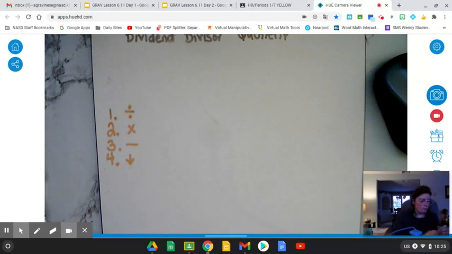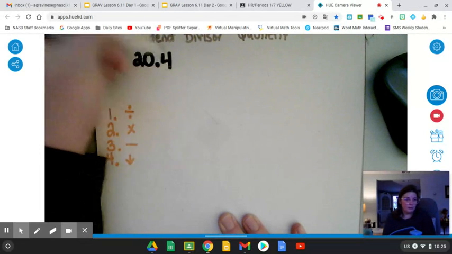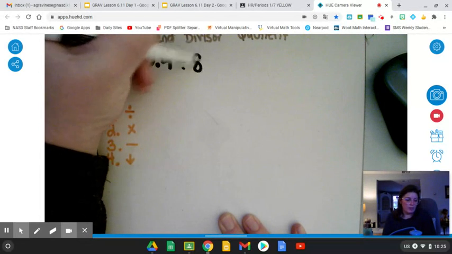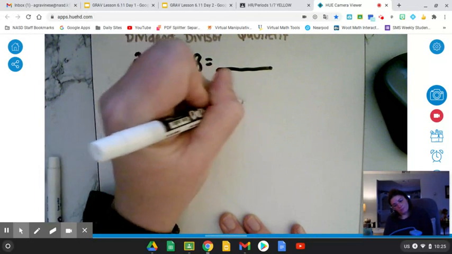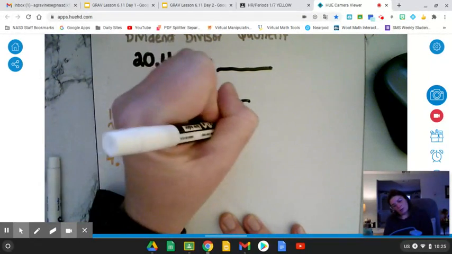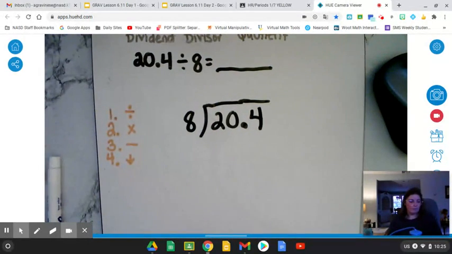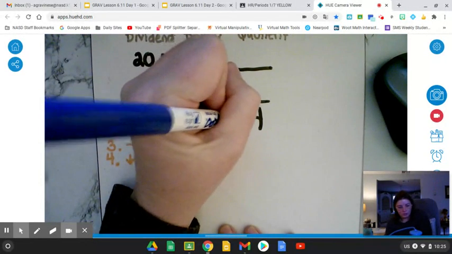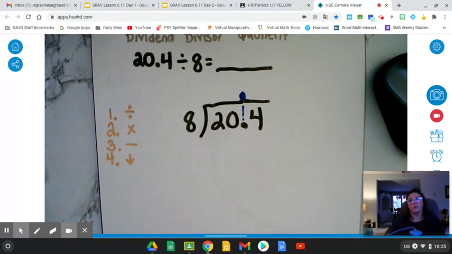Our next example is 20 and 4/10 divided by 8. So let's set that up. 20 and 4/10 divided by 8. Remember that your very first step is raise the roof, says Mr. Abbott. So we're going to take that decimal point, put it right on top on the roof. Now we can divide.